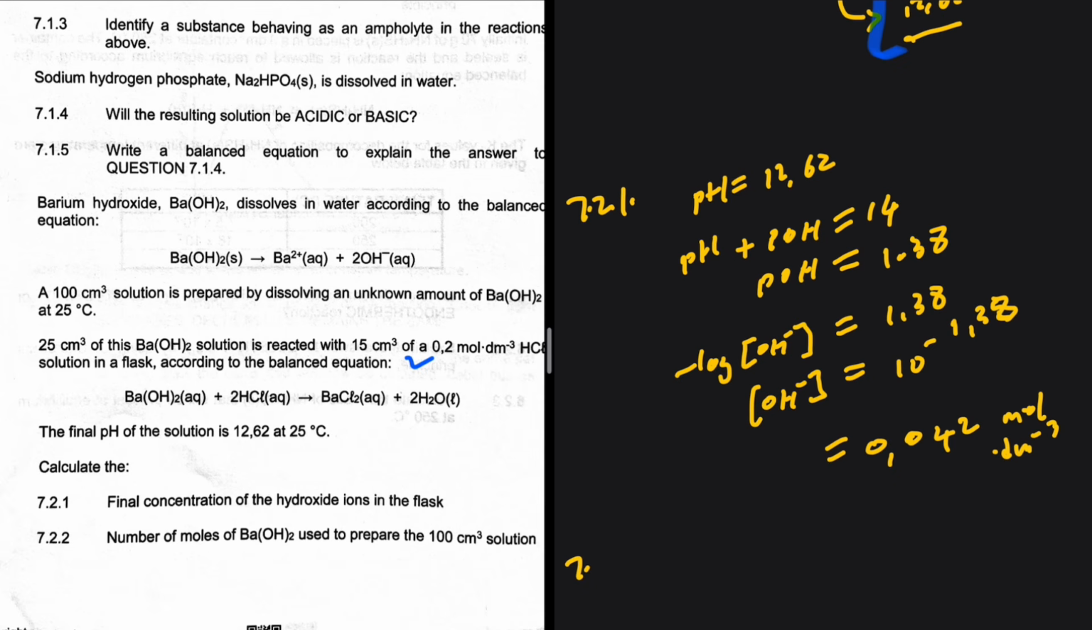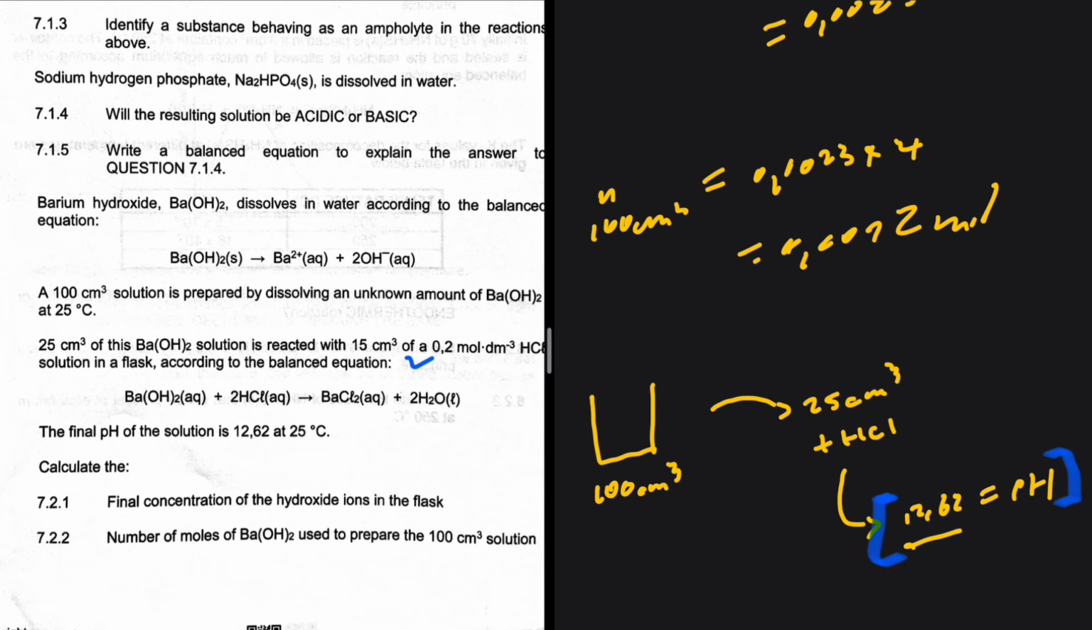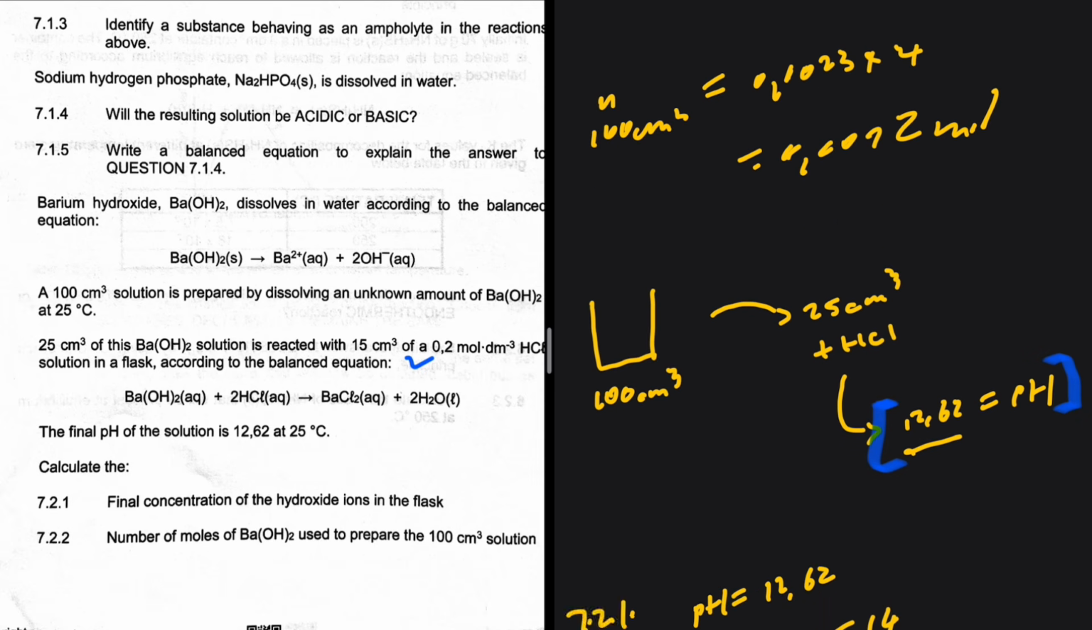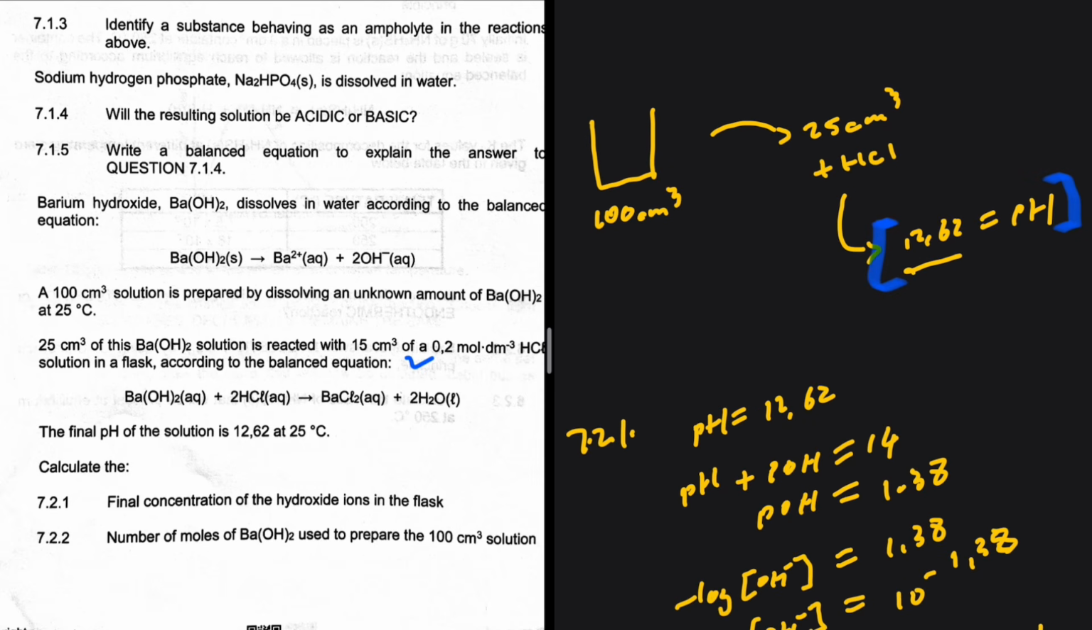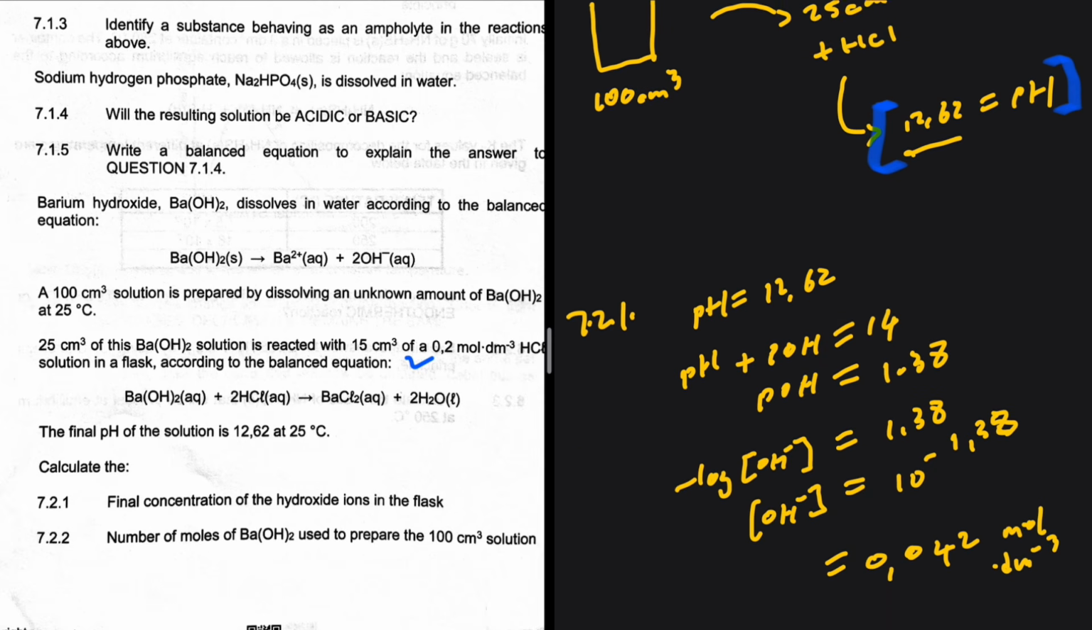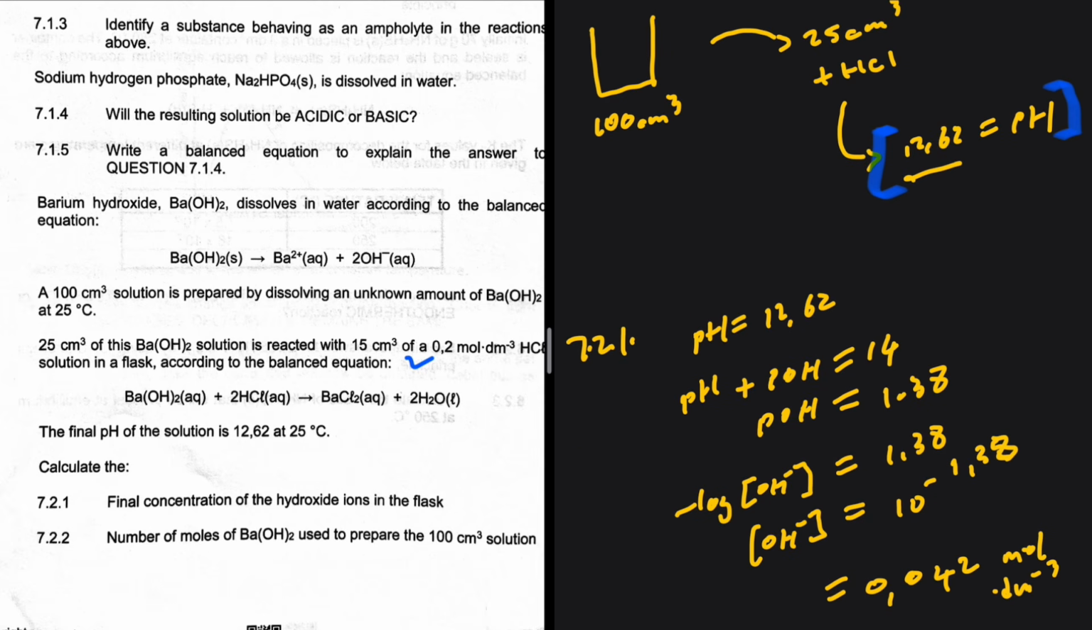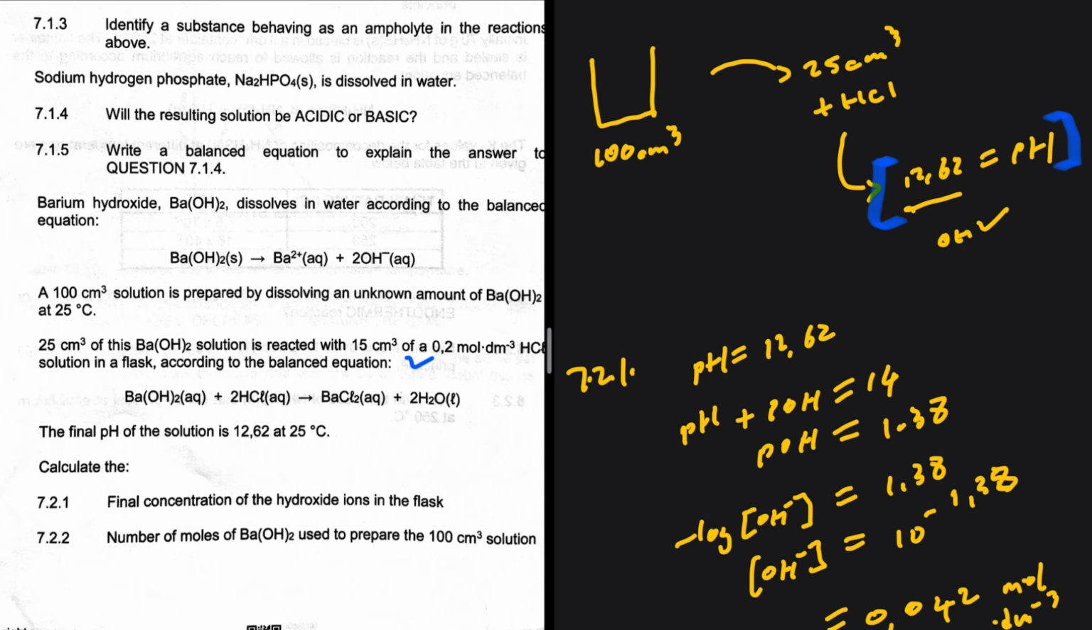Okay, and then 7.2.2, we are looking for the number of moles of the base used to prepare the 100 cm³ solution. So let's come back here to our sketch where we are conceptualizing. So we know the number of moles, not the number of moles, but the concentration of OH⁻ that remains. So with this concentration of OH⁻, what we want to do is to calculate the number of OH⁻ that are in the flask at the end.